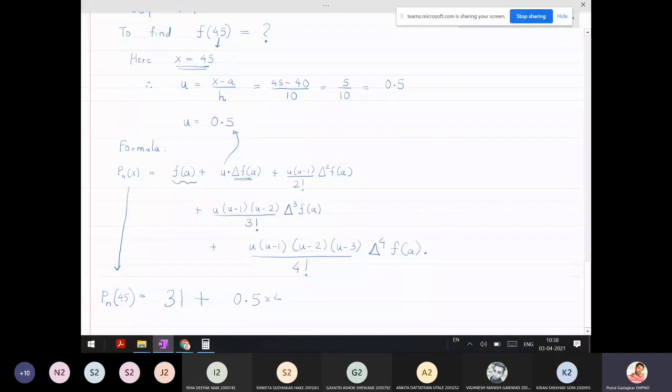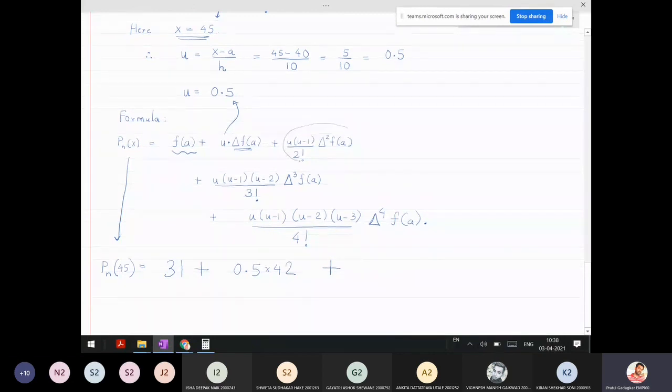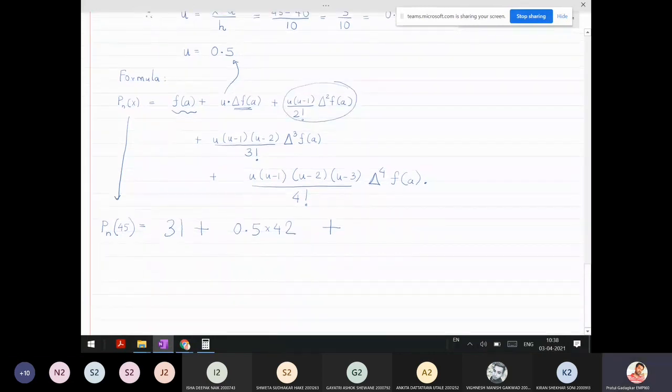So 0.5 multiplied by 42 plus, next let us write this, u into u minus 1. What is u? U is 0.5 into 0.5 minus 1 upon 2 factorial. What is the meaning of 2 factorial? 2 factorial means 2 into 1.